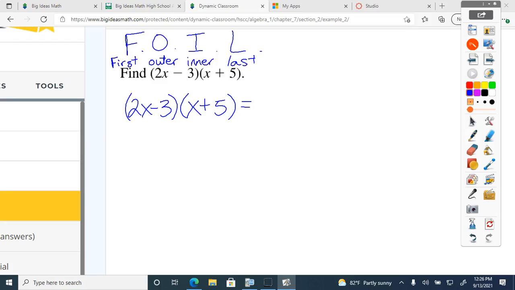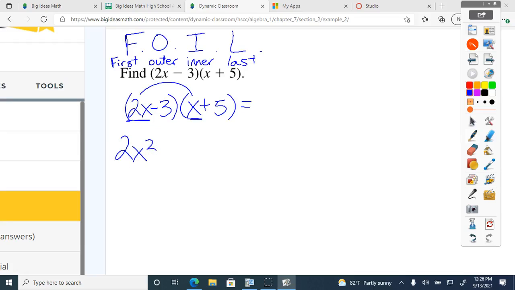All right, so 2x right here. The first terms. What is the first term of the first parentheses? 2x. What's the first term of this parentheses? X. So I multiply the first terms. That makes 2x squared. Okay? That one.